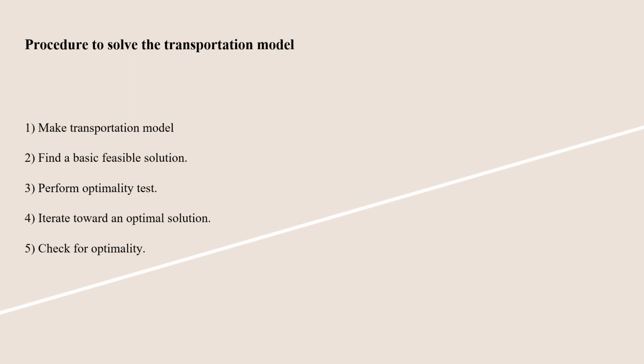So what is the procedure to solve the transportation model? First we have to make the transportation model. After that, we have to find the basic feasible solution for the transportation model. After finding that basic feasible solution, we have to perform the optimality test. After that, we have to iterate towards the optimal solution and check for optimality.